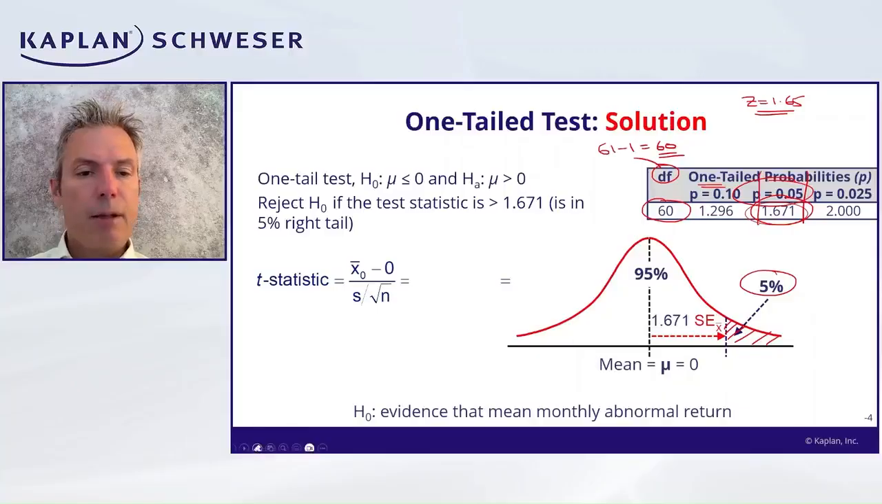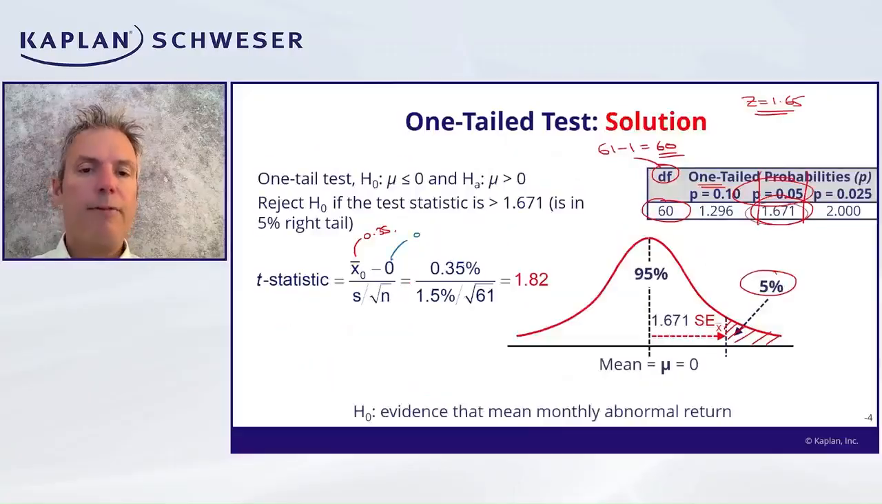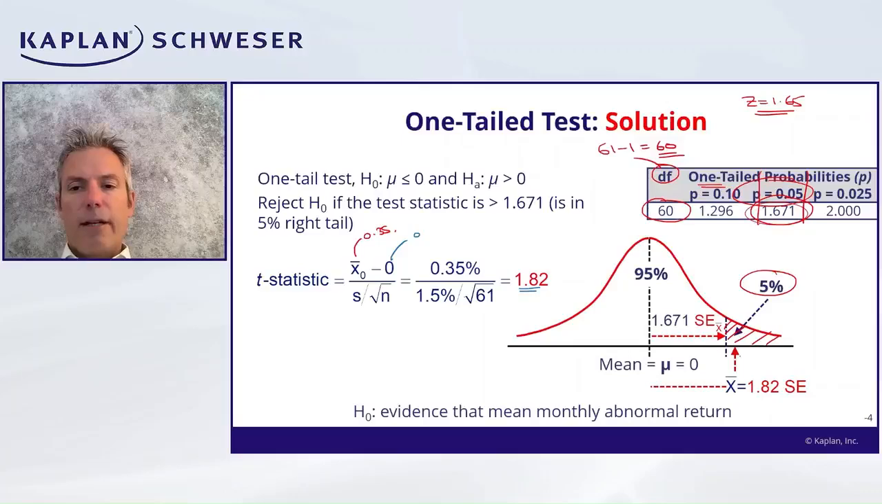All right, 1.671. And so what we need to do now is think how many standard errors is our observed value of 0.35 away from that hypothesized value of 0, mu0 if you like. How far is that in terms of standard errors? I've already calculated the standard error just by habit to be 0.192. So I can see that 0.35 divided by 0.192 is not quite 2. It's 1.82. So what have we observed? We've observed something that is 1.82 standard errors to the right of the mean.